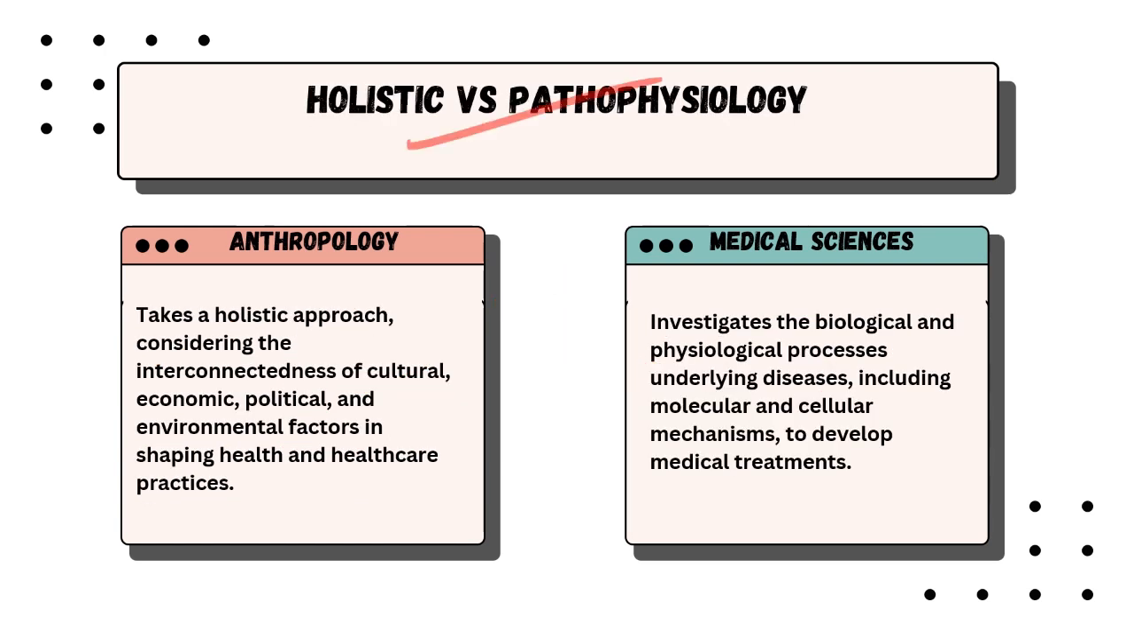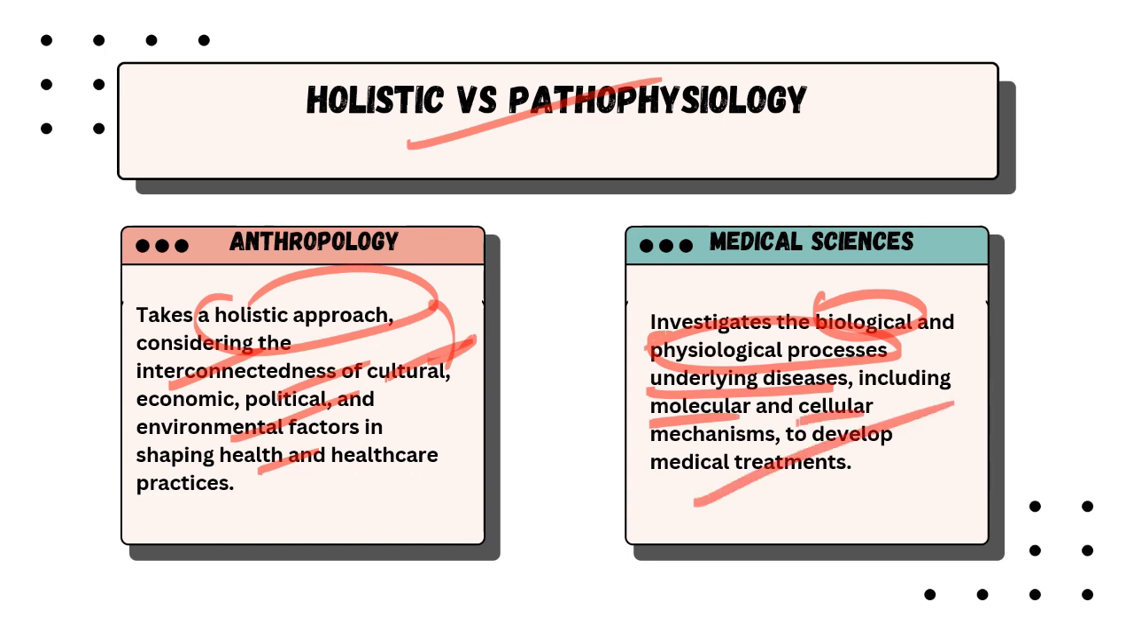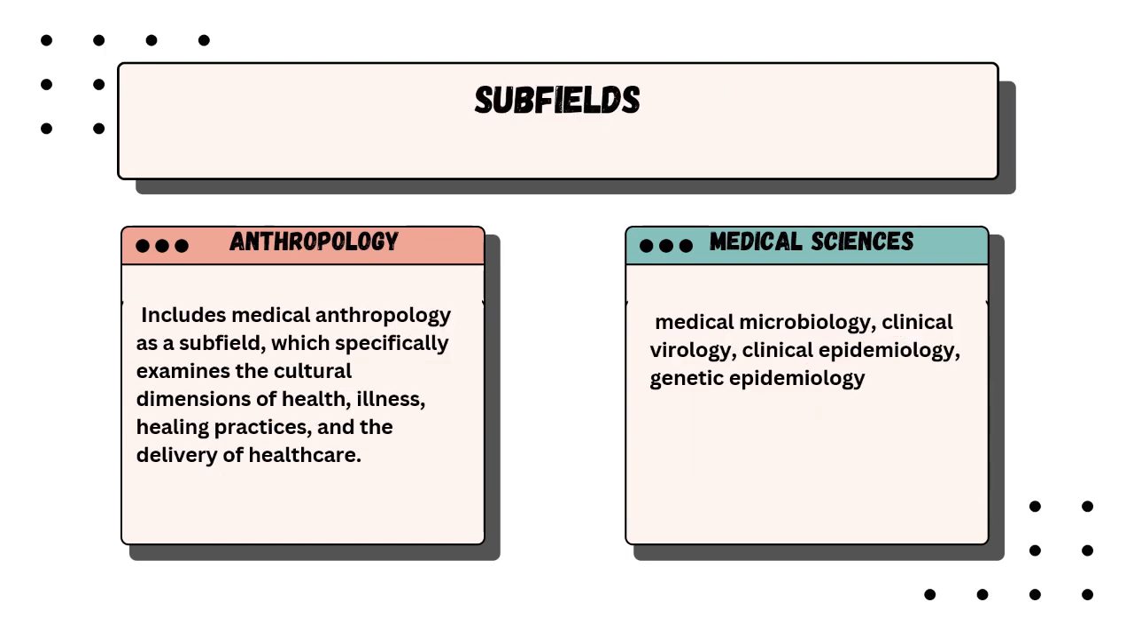Next, holistic versus pathophysiology. Anthropology takes a holistic approach. That is, it studies man from every point of view: cultural viewpoint, economic viewpoint, or political, and even environmental factors, and how they shape health and healthcare practices. Whereas medical sciences investigate the biological and physiological process underlying the disease, including molecular and cellular mechanisms to develop medical treatments.